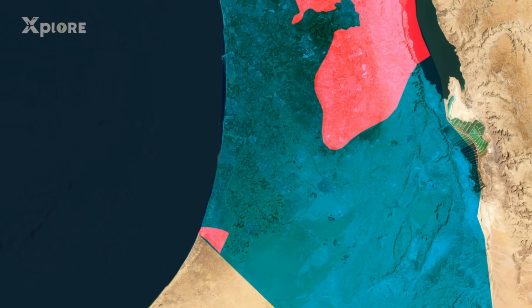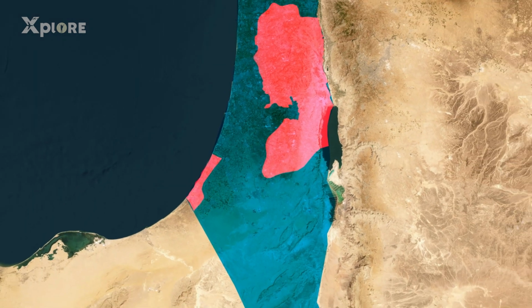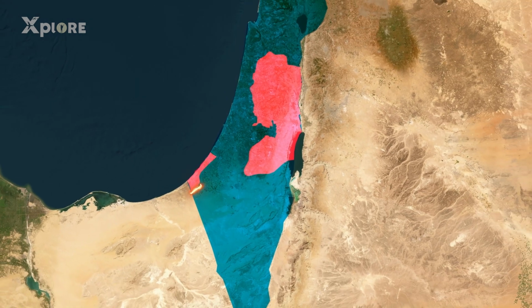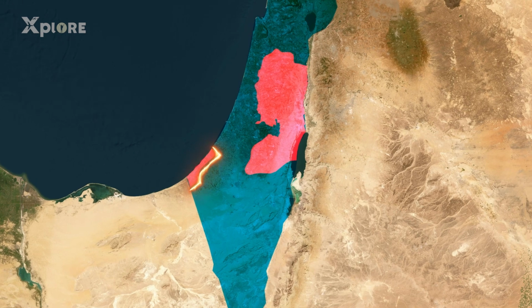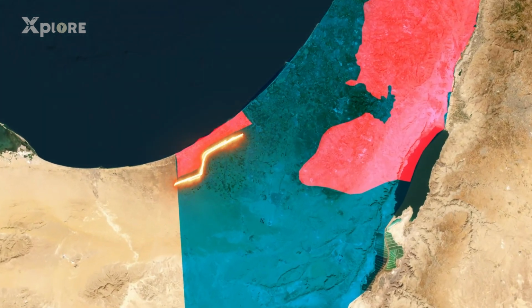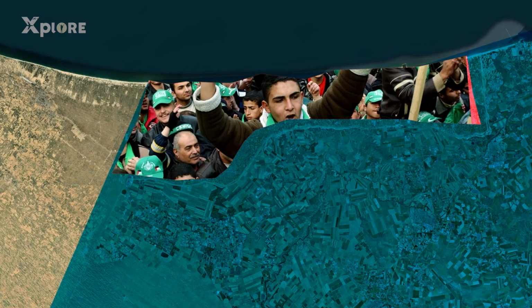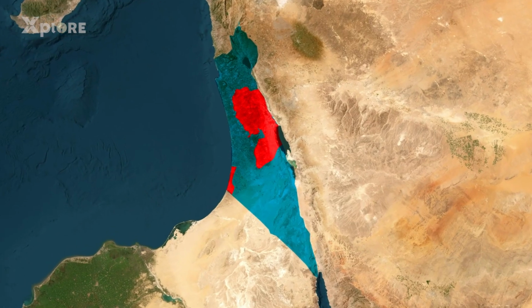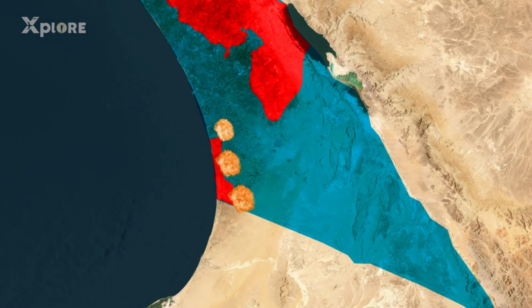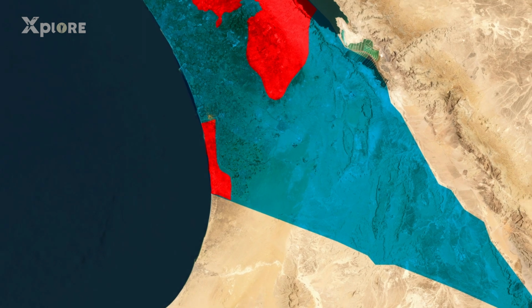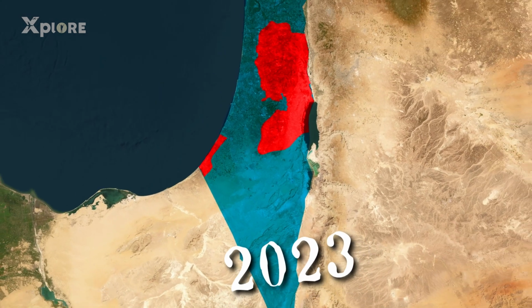Finally, in 2005, they withdrew their forces from Gaza, but they imposed a complete blockade on the Gaza Strip. And after Israel withdrew from Gaza in 2006, the Palestinian resistance group Hamas took control of Gaza. Since Hamas took control of Gaza, its conflict with Israel has been ongoing. However, it took a horrific turn in 2023.